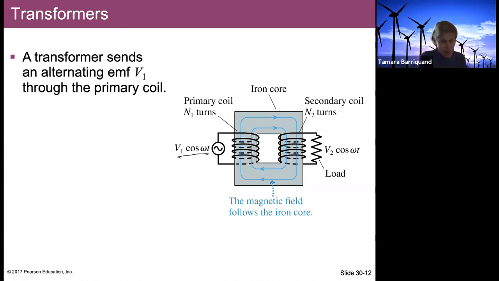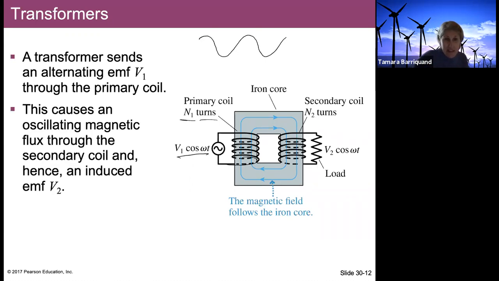So it's V1 cosine omega t. So we can see it's alternating. So we go like this. All right, V1 times cosine omega t. So it's an alternating V1. And it goes through our primary coil. So this is the primary coil over here with N1 turns. Now, this causes an oscillating magnetic flux through the secondary coil. So here's our secondary coil over here with N2 turns, a different number of turns.